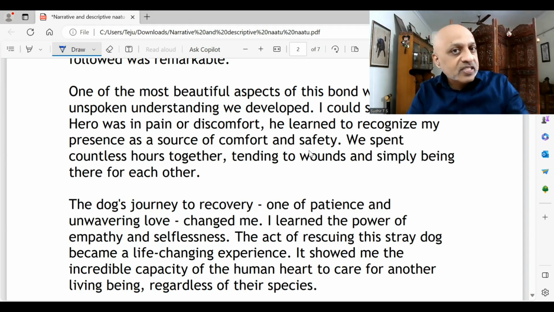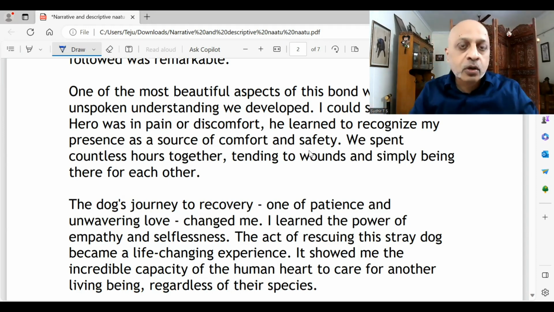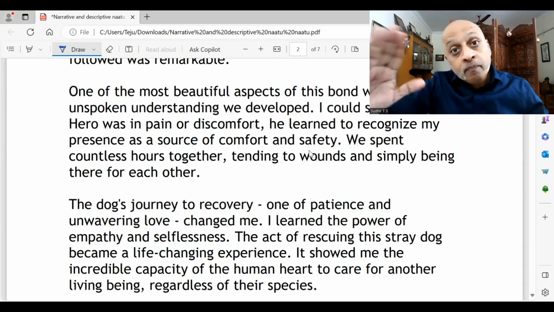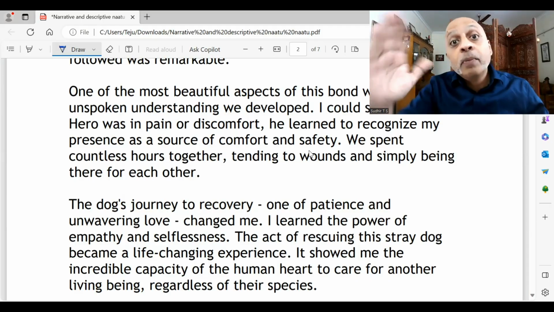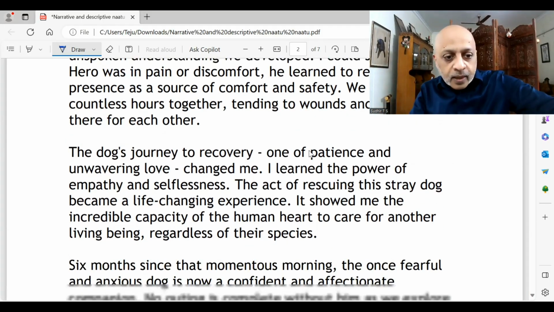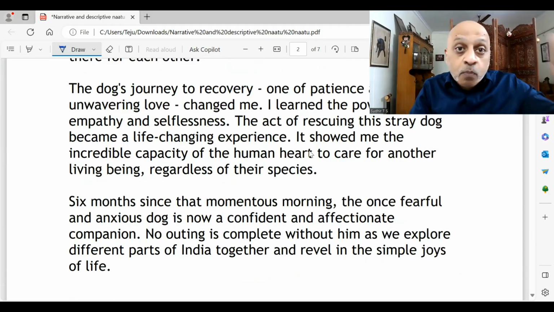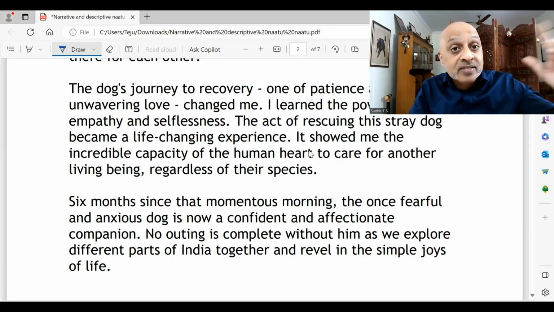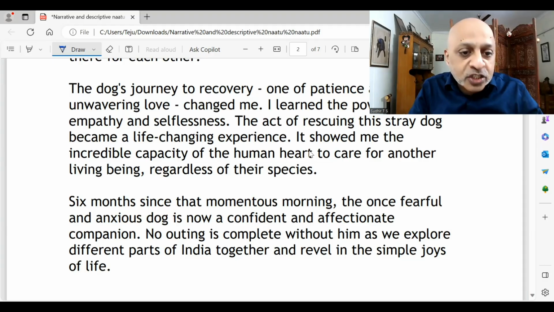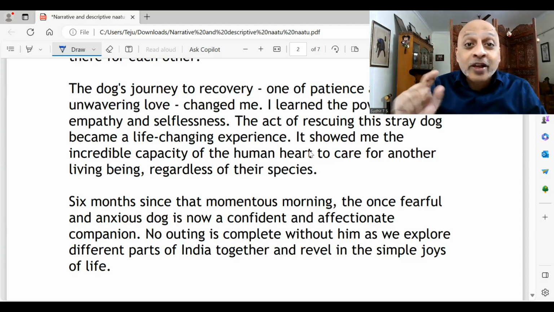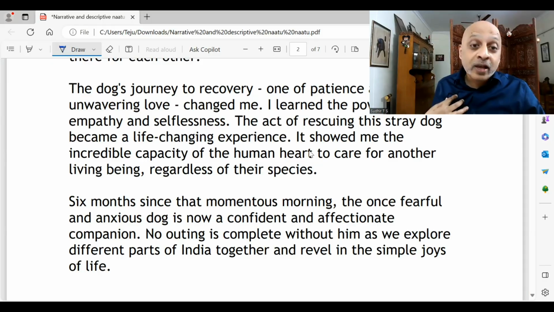The second narrative essay that I will read will be more of an action oriented narrative essay. So there the tone and language will be very different, right? Here, 6 months since that momentous morning. So it's been 6 months since that happened. The once fearful and anxious dog is now a confident and affectionate companion. So now I'm calling him a companion. I'm no longer calling him a dog.